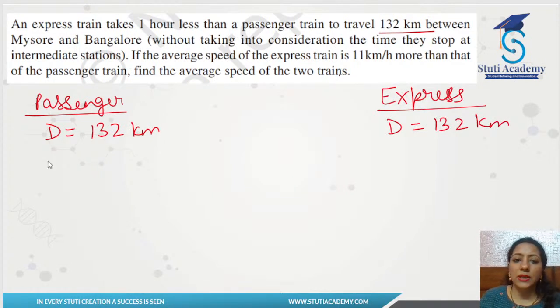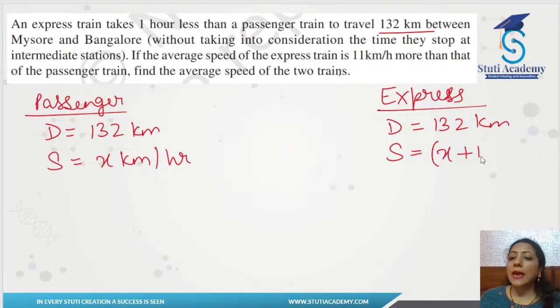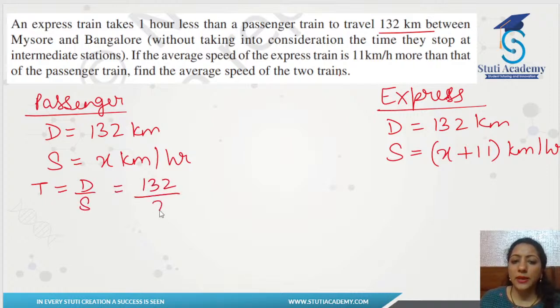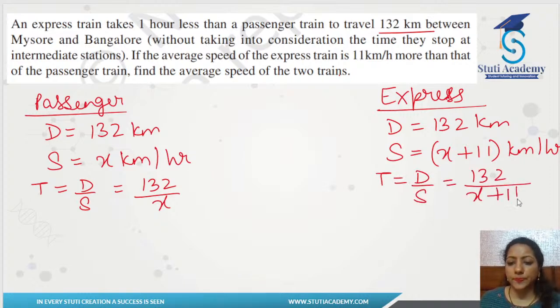We don't know the speed of the train. Let us take the speed of the passenger train as x km per hour. It's given to us that the average speed of the express train is 11 km per hour more than that of the passenger train. So this would be x plus 11 km per hour. Now here the time taken would be distance upon speed, that is 132 upon x. And here the time taken is distance upon speed again, 132 upon x plus 11.